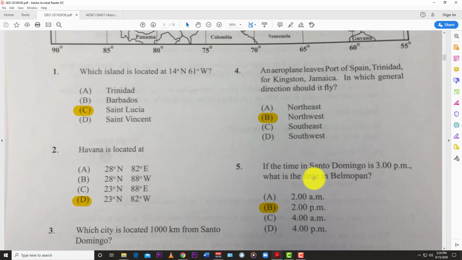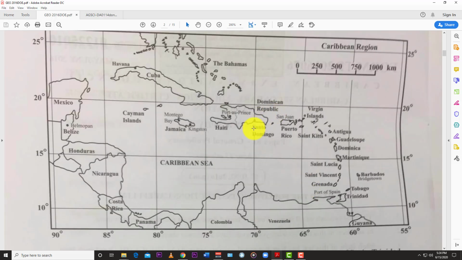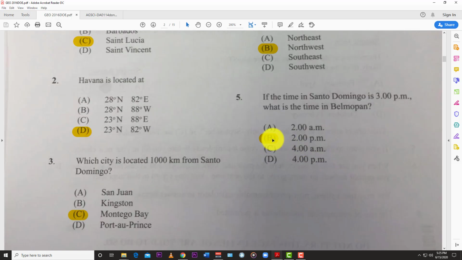So number 5, if the time in Santo Domingo is 3 p.m., what is the time in Belmopan, Belize? We have Santo Domingo right here at 70 degrees, and then we have Belmopan over here, closer to, let's say, 85. We know that if we are going west, we are going to be at an earlier time, because we're basically subtracting. If it is 3 here, and every 15 degrees is 1 hour, we have 3 at 70, so that's 5 degrees, 10 degrees, 15 degrees, and so that'll be a 1 hour difference, because all of them are in the same grid reference here. So it's 2 p.m.